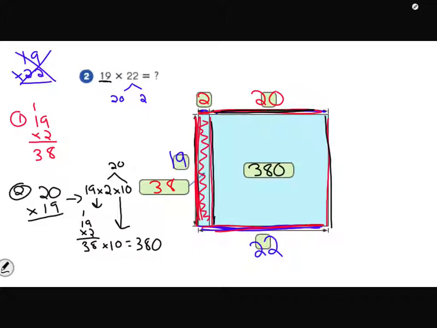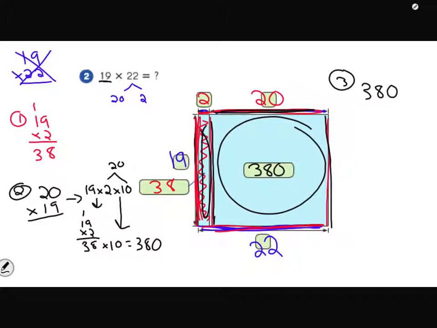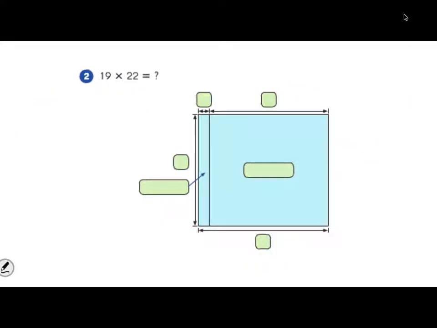Now, my third and final step is that I've got two parts. I know that this is 380, and I know this is 38. So I need to add them together. 9, 10, 11. And I should get 418. And again, I'm going to try that on my calculator. So I'm going to type in my original problem, 19 times 22, and I get 418. Okay? All right, we're going to try another.